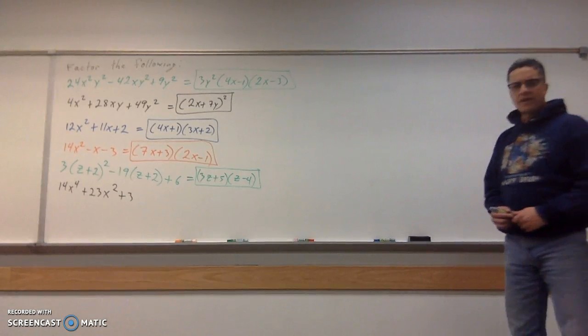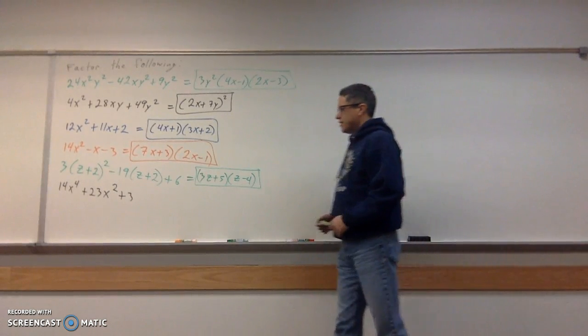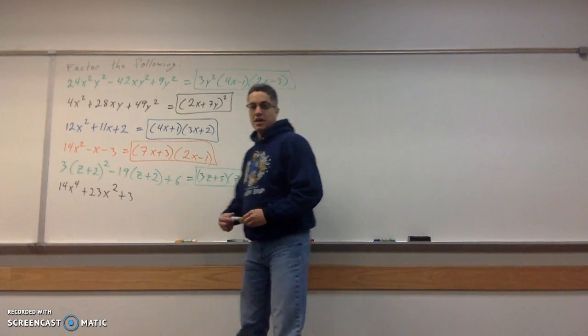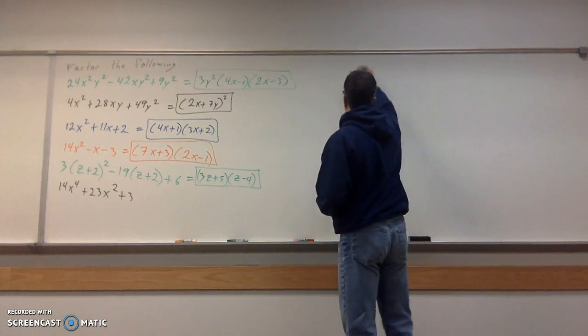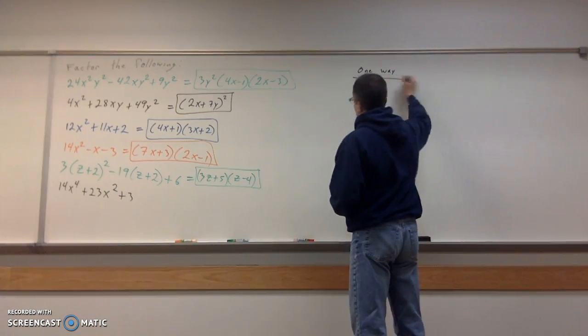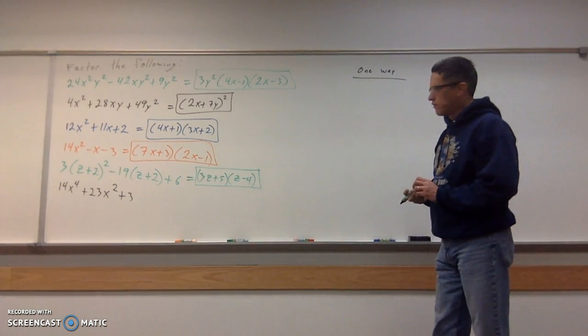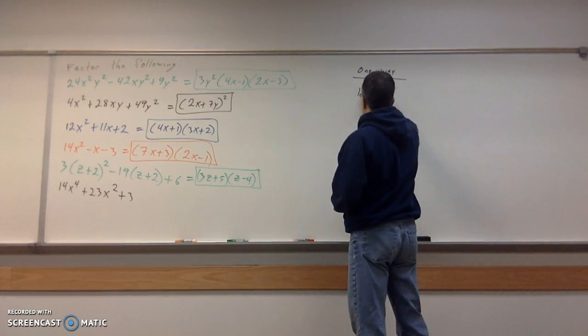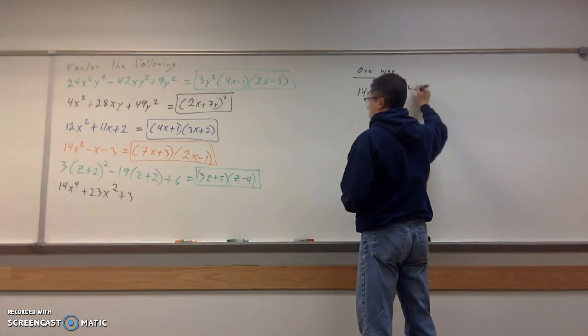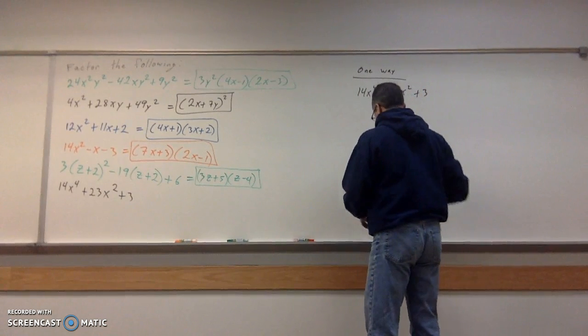Well, if you've come this far through the first 6 parts, maybe you're willing to come a little further. Let's try this last one out and see if you got it right. Now, there are 2 ways to do this guy. I'll show the u-substitution on this one first: 14x to the 4th plus 23x squared plus 3.